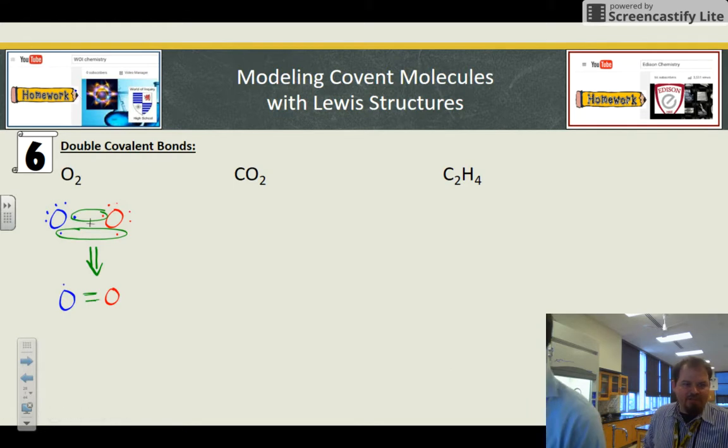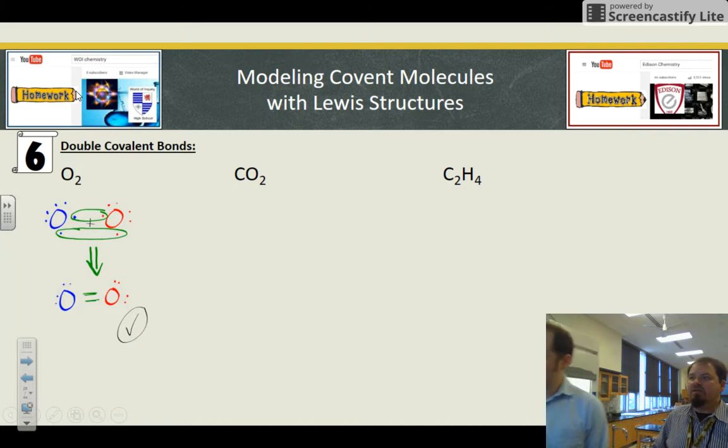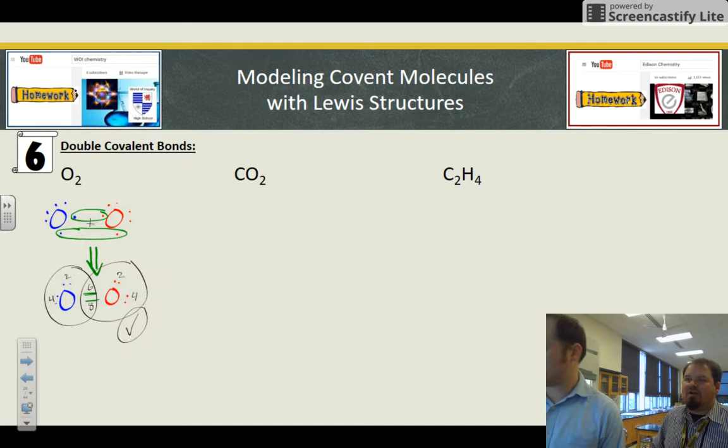Bring your lone electrons down. And we're not going to hem and haw too much about where each of these lone electrons go, as long as you have the right numbers on each. And notice each oxygen has its full octet. There's 4 in the dashes plus 4 lone electrons, or 4 dots. So there we go. 2, 4, 6, 8. Octets are full.